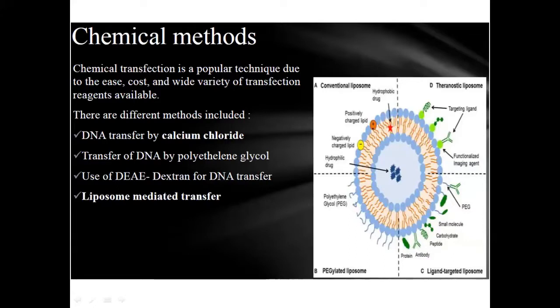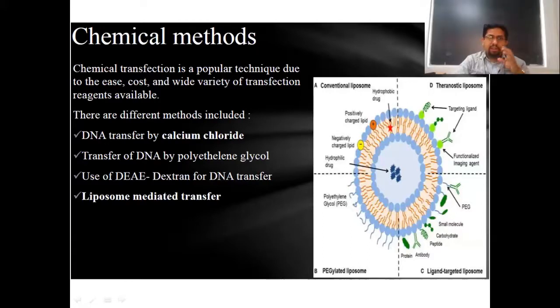And DEAE dextran is nothing but diethylaminoethyl, I already told you. The amino group, because of the presence of the positive charge, will interact with your DNA molecule, and this diethylaminoethyl is coupled to a polymer. It's a natural polymer. The polymer will make sure that it interacts with the cell membrane phospholipids and stably enters the cell.